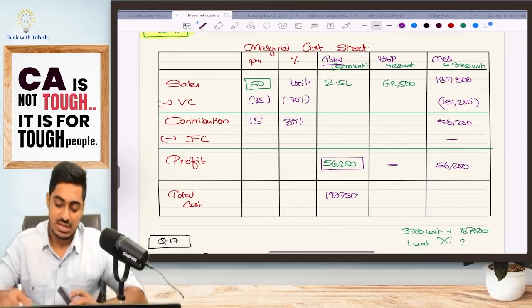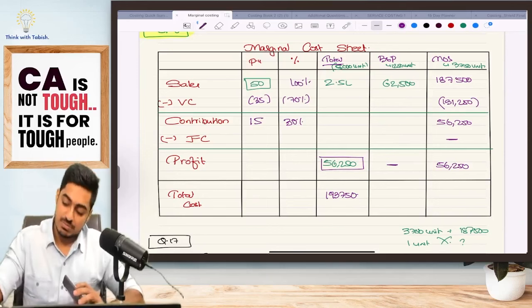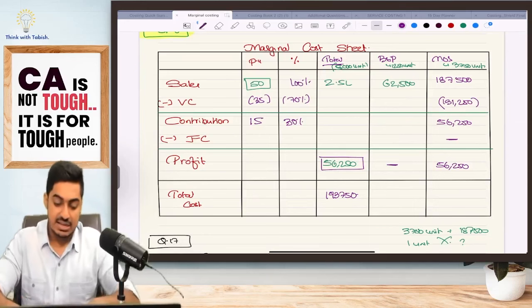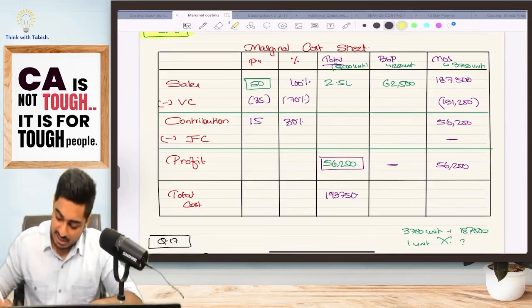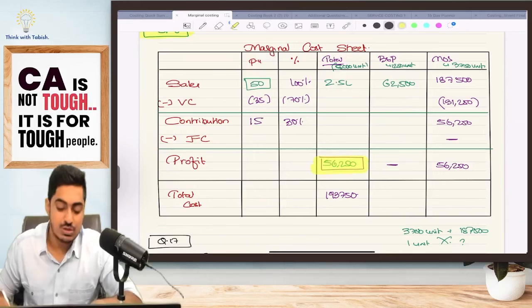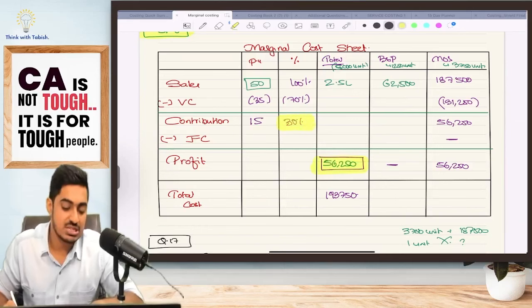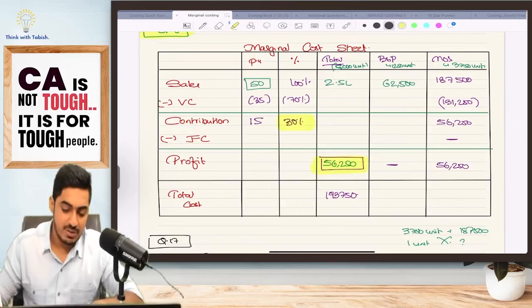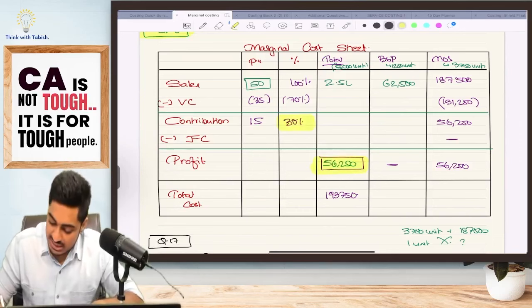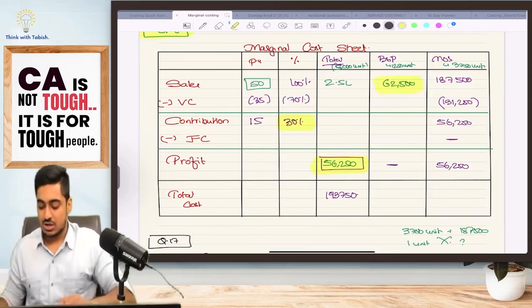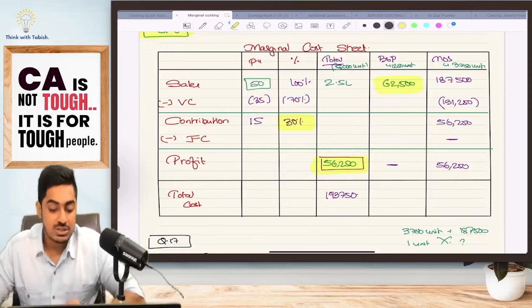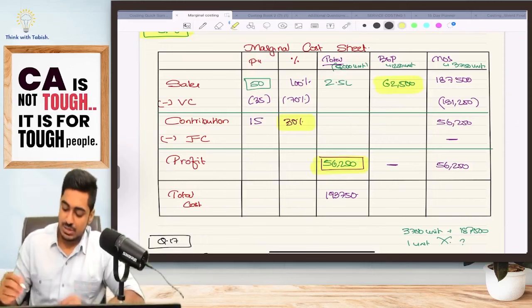Now, what is my question asking? Pay attention. Question number 16. Calculate the profit. Did I calculate the profit, students? Yes, sir. 56,250. Great. PV ratio. Did I calculate PV ratio, students? Yes, 30%. Break-even point sales in terms of rupees. Did I calculate, students? Yes. And the question is also asking to calculate how much is going to be your fixed cost.